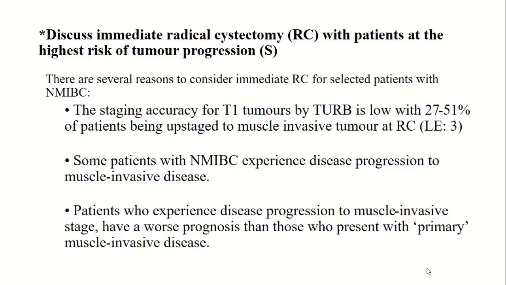The staging accuracy of T1 tumor by TURB is low, with 27 to 51% of patients being upstaged to muscle invasive tumor at radical cystectomy. There is level 3 evidence.